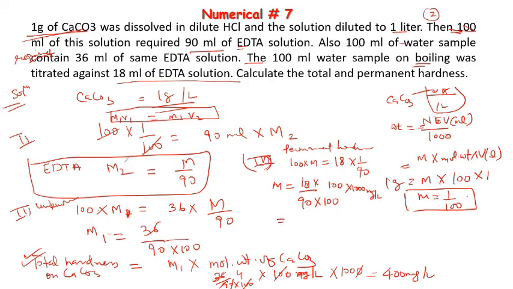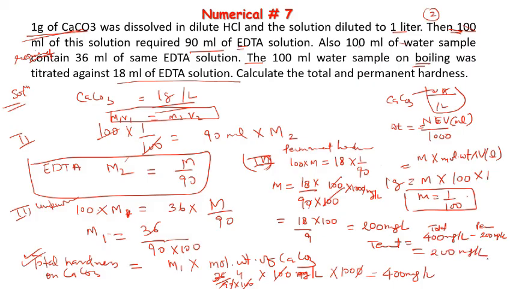So I am not going to repeat it again and again. This will be cancelled out by this, the 0 is cancelled out by this, and 18 into 100 divided by 9 is equal to 200 milligrams per liter. So this is the permanent hardness. Now, what will be the temporary hardness? Though it is not asked in the question, it is equal to the total hardness in milligrams per liter minus the permanent hardness, which is 200 milligrams per liter. So it will be equal to 200 milligrams per liter.